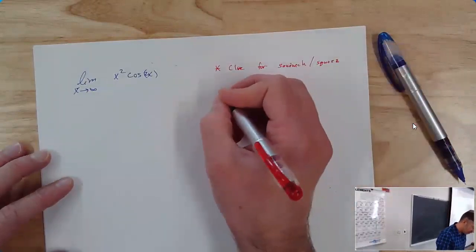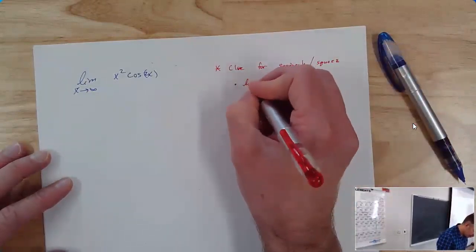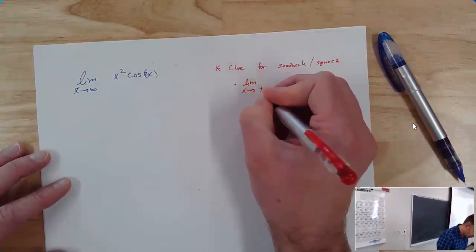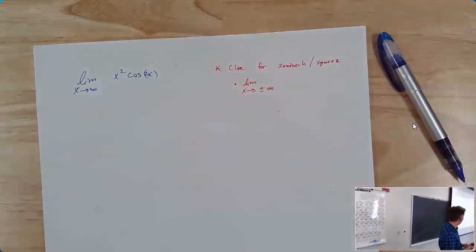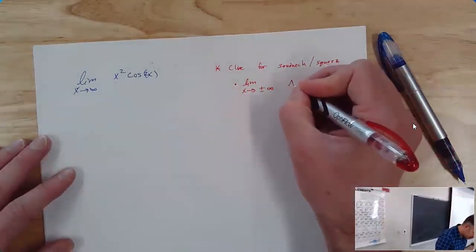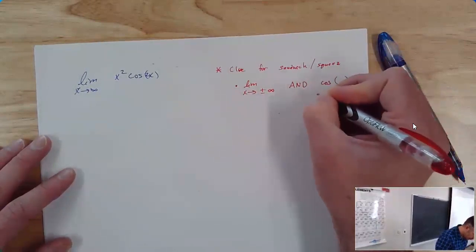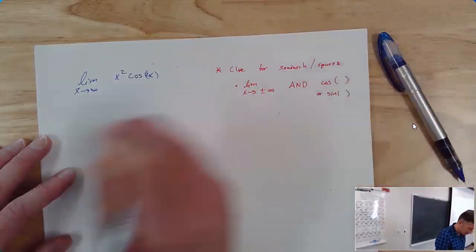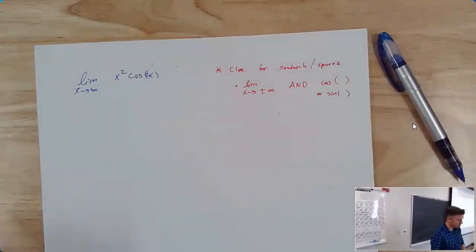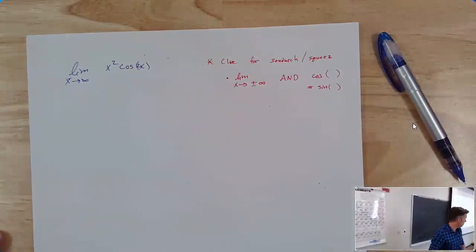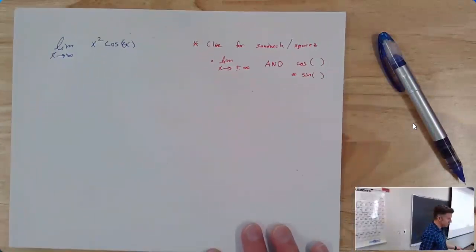If you see a limit as x goes to some sort of infinity, doesn't matter if it's positive or negative, and a cosine or a sine, that is a very, very good chance of having used the squeeze theorem. So, squeeze theorem says the following.